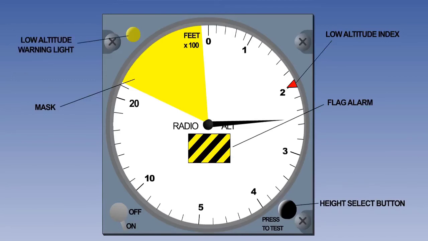At the top left there is a low altitude warning light which lights up if the aircraft is flown below the pre-selected height. In addition, there is an audio warning. An alert tone commences approximately 100 feet before the decision height, then ceases abruptly on reaching it.